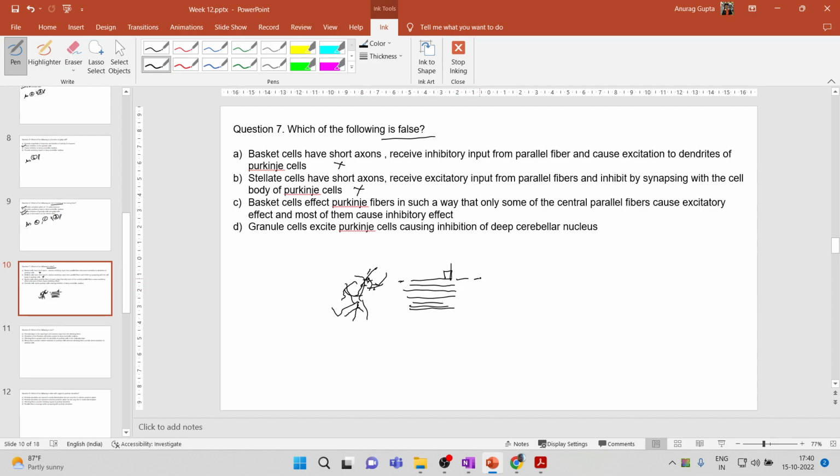So for example, this ends up causing an inhibition, the overall effect, and only a focused area of the parallel fibers cause an excitation. So that is the overall effect of the parallel fiber, satellite cell, Purkinje cell system. So this is a correct statement. And granule cells excite Purkinje cells, causing inhibition to the deep cerebellar nucleus. This is correct. So which of the following statements is false? A and B are false. So the answer is A and B.